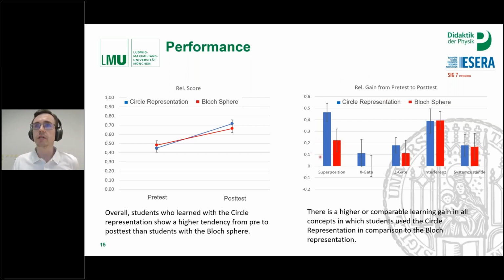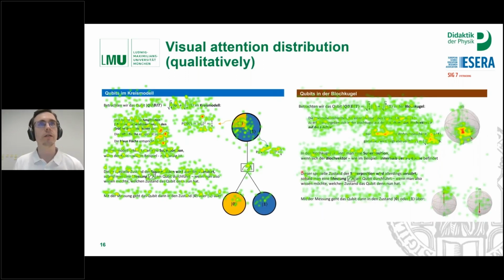Okay, and then if you look at each of these concepts, the details don't matter. Just keep in mind they are different concepts. You see that the relative gain is written on the y-axis from pre to post, and we see that blue, the circle representation, has everywhere a higher or a comparable learning gain from pre to post. So this observation is not restricted to a single concept. It's a general observation.